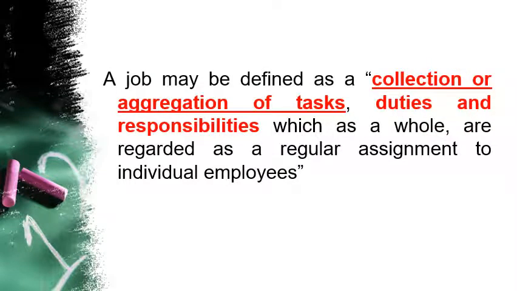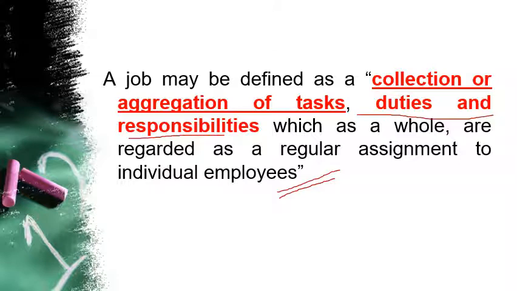So we say that a task is a subset of a job because many different tasks will eventually create a job. Again, task and responsibilities are very close words. Let us see how it can be defined. A job may be defined as a collection or aggregation of tasks, duties, and responsibilities, which as a whole are regarded as a regular assignment to individual employees. So this is a classical definition, a good definition for a job. As I said just before, a collection of tasks, duties, and responsibilities together we can call a job. So a task is a subset, and a job is a larger set of things which includes tasks, duties, and responsibilities.